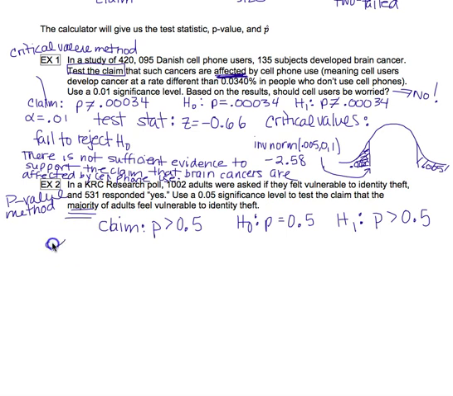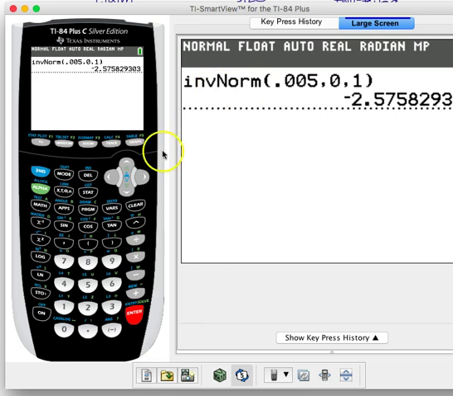Okay, they told us that we're using alpha equals 0.05. So since I'm going to use the p-value method, that means I don't really care about the test statistic in this case, because we're looking at our p-value size in comparison to our alpha. So we go to our calculator to run the test.